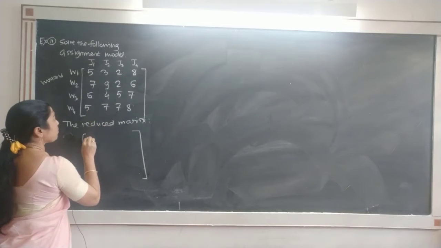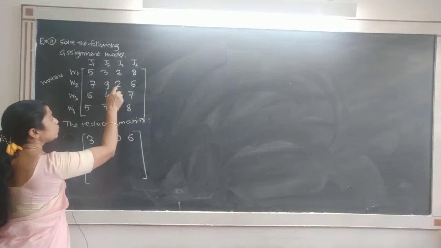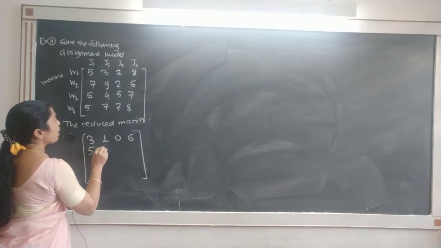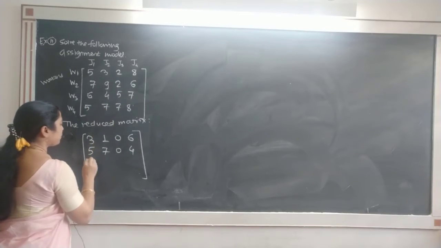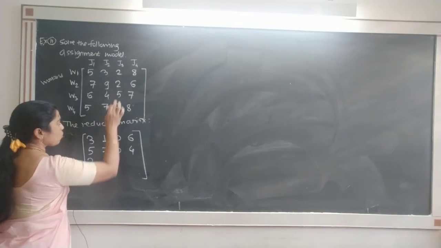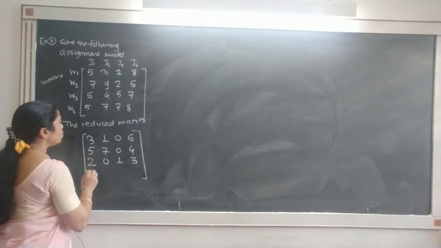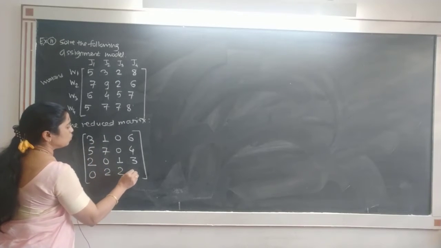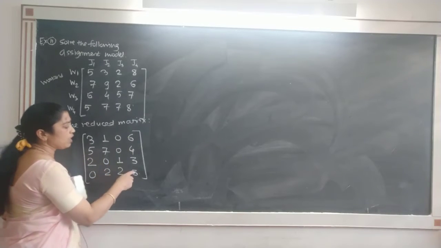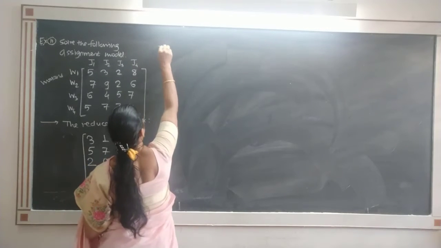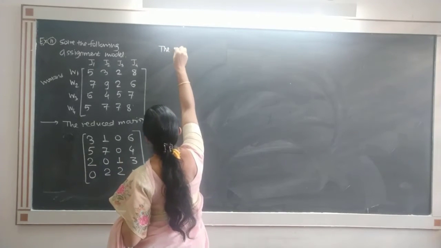In the first row, subtract 2, so it remains 3, 1, 0, 6. Second row, the smallest is 2, so it remains 5, 7, 0, 4. Smallest is 4, so subtracting 4, we get 2, 0, 1, 3. And here the smallest is 5, so 0, 2, 2, 3. Now each column should contain 0, only the last column remains, so subtract the smallest entry of the last column from all elements of that column.